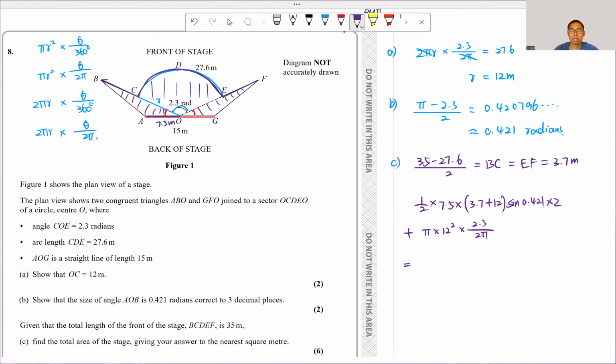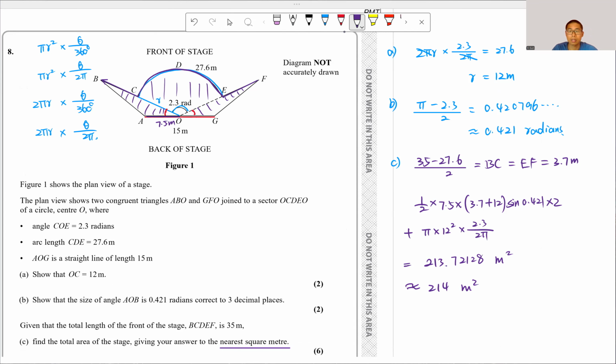So put that in the calculator, we have to use the radians as the setting. So 0.5 times 7.5 times by 3.7 plus 12 times by sine 0.421, and then close brackets times 2 plus pi times 12 squared times by 2.3 over 2 pi. That's 213.72128 meters square. And they want the nearest square meter. So we can write as 240 meters square. That's what we can find.